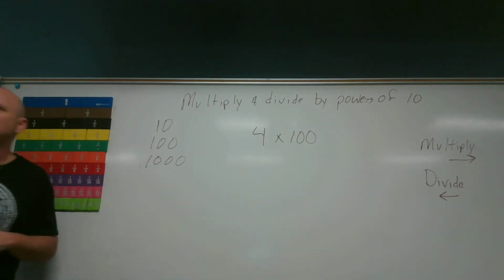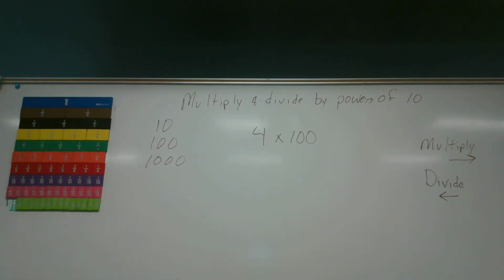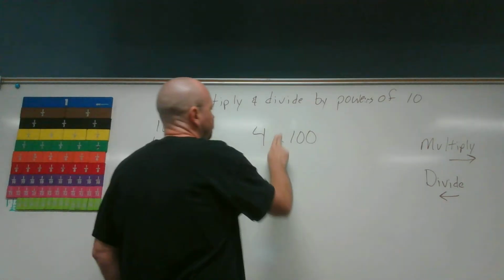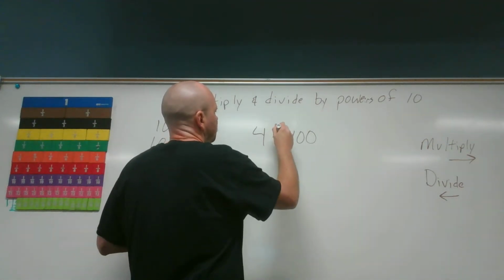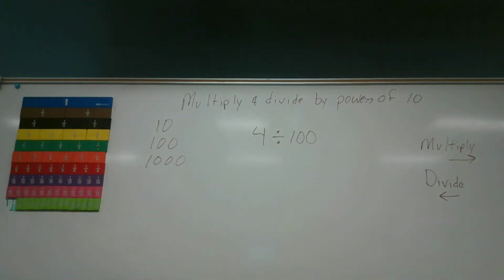Now my first factor is 4. And that should be division, because I just said we were going to work on division, so why did I write multiplication? Oops. And we're dividing 4 by 100. So should my product be less than or greater than 4? Less. If we're dividing it, we're going to make it smaller.